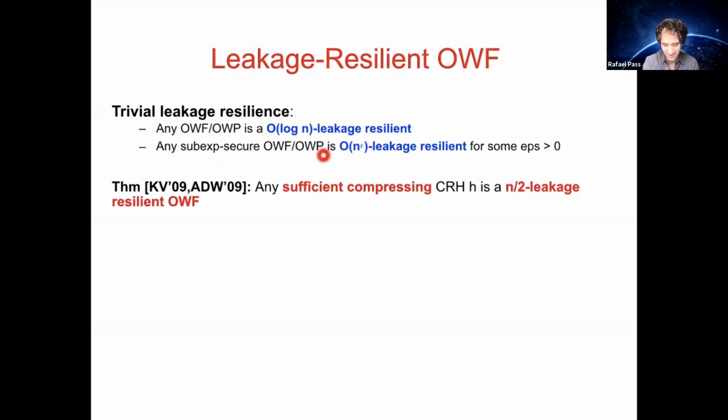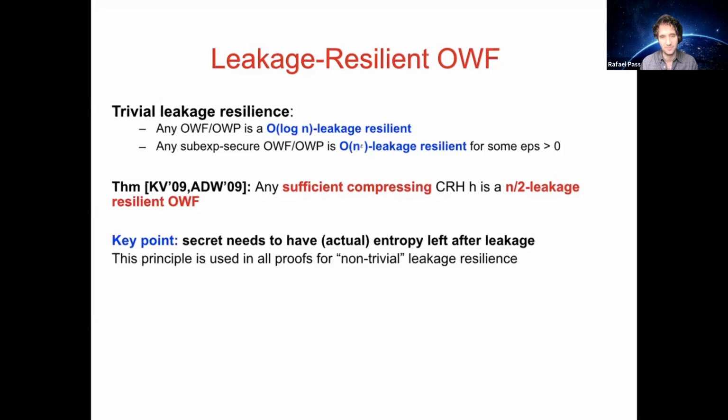But the question is, can we get leakage resilience beyond just log n bits if we just make polynomial hardness assumptions? And indeed, some very nice results by Katz and Vaikuntanathan and Akavia, Goldwasser, and Vaikuntanathan from over 10 years ago show that we can get one-way functions that are leakage resilient even to n over 2 bits of leakage from just polynomial hardness. What they show, among other things, is that if you start with a collision-resistant hash function that is sufficiently compressing, so it compresses the input by a lot, that's going to be very leakage resilient.